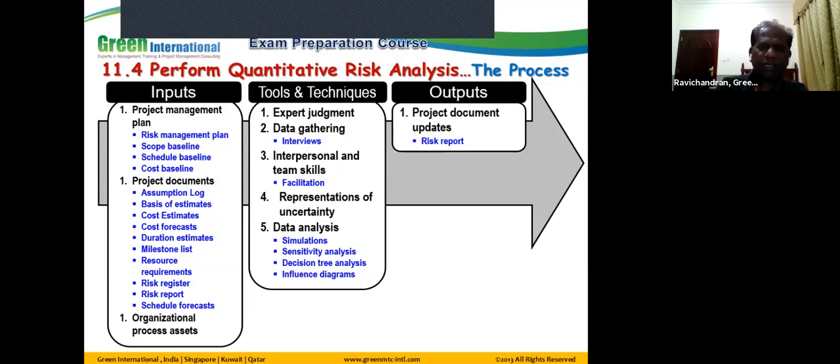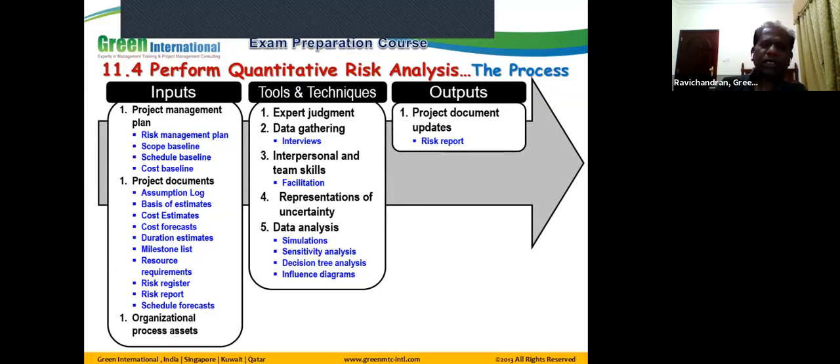Other project documents like assumption log, basis of estimates, cost estimates, cost forecast, duration estimates, milestone list, resource requirements, risk register. Of course, the risk register contains all the information which we have analyzed so far, risk report, and schedule forecast. These are the documents we can utilize while we are performing the quantitative risk analysis. Organizational processes, we may use our lessons learned documentation from past projects.